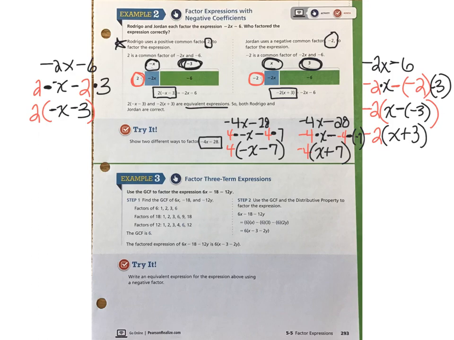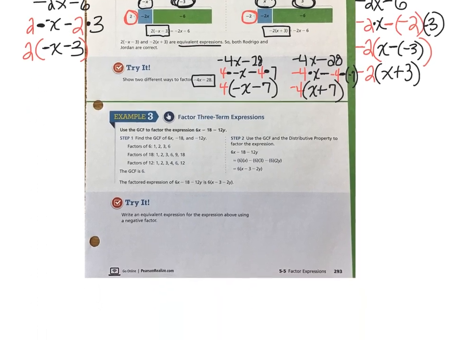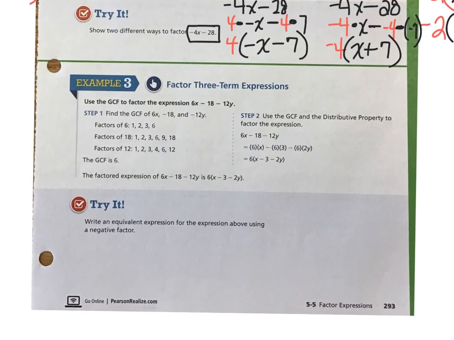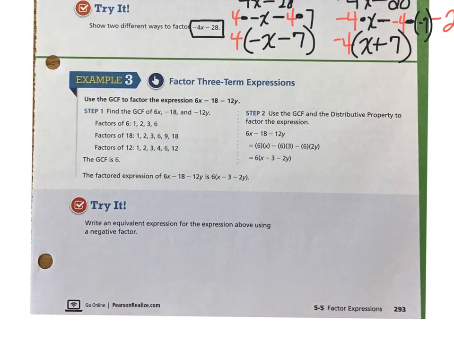Now let's take a look at example 3. I'm just going to move my paper up a little bit here. We're going to make this a little bit bigger. So factoring an expression that has more than 2 terms isn't any more difficult, it just requires more steps. So now we have to consider all 3 terms in that expression and find the greatest common factor for each of those terms. So take a look at example 3.